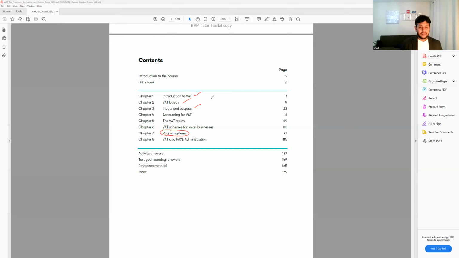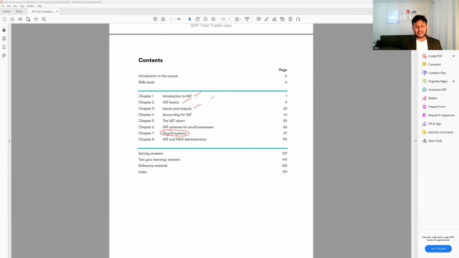Chapter number 6, we have the VAT schemes for small businesses. So you have different sorts of schemes. For example, you have a cash accounting scheme. We have an annual accounting scheme. We're going to look at all the schemes and what the conditions are for each scheme. So which business is eligible for that scheme, and which business is not eligible.